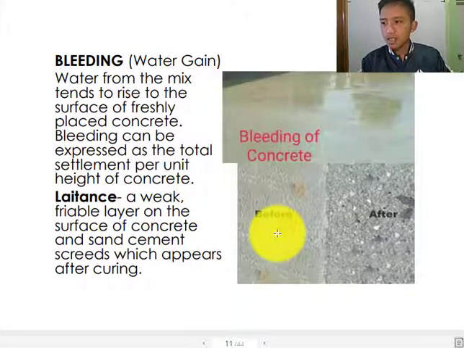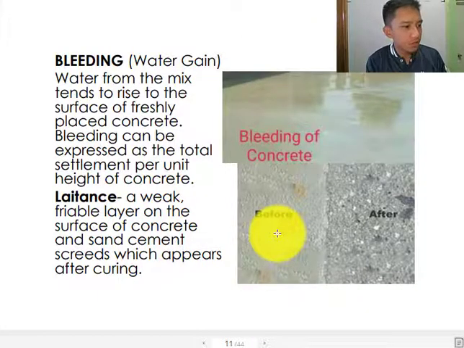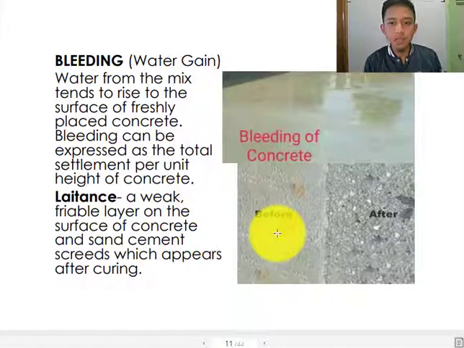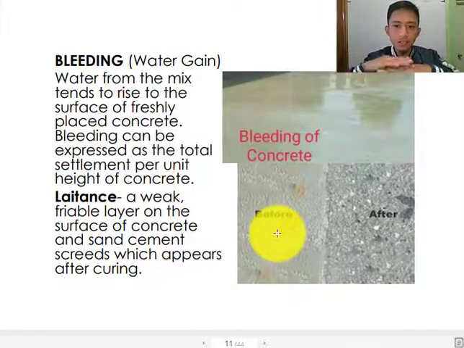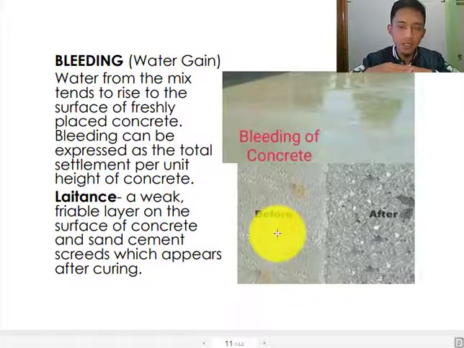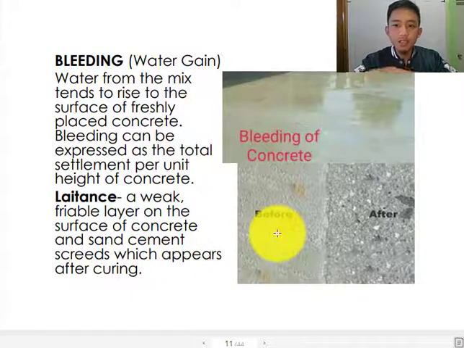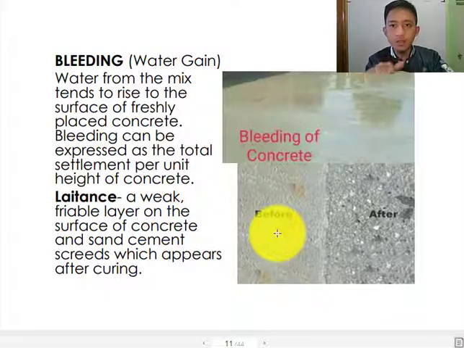After curing, when the concrete is newly cured and you're going to use it, it seems that it is very good. The texture is very good. But after some vehicles pass over it, let's say after a month or so, there will be a change on the surface, because the surface, due to bleeding, is already weak. So due to friction from the tires of automobiles, the weak layer will be removed.